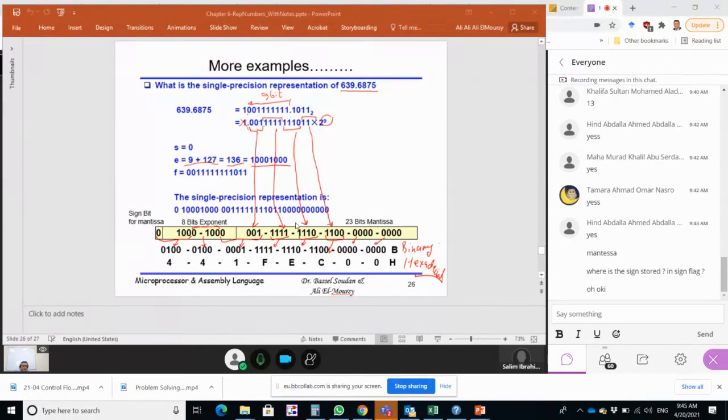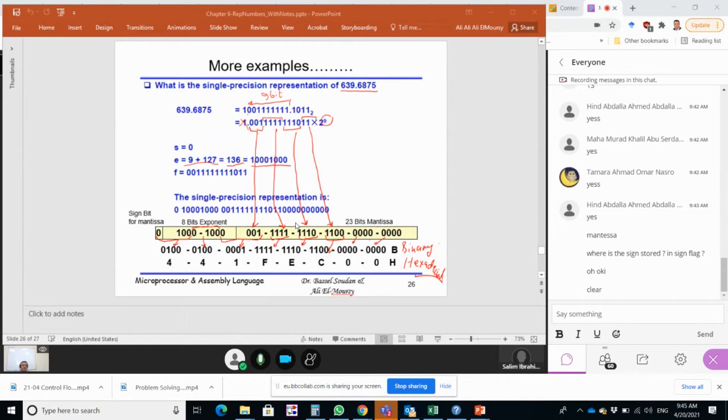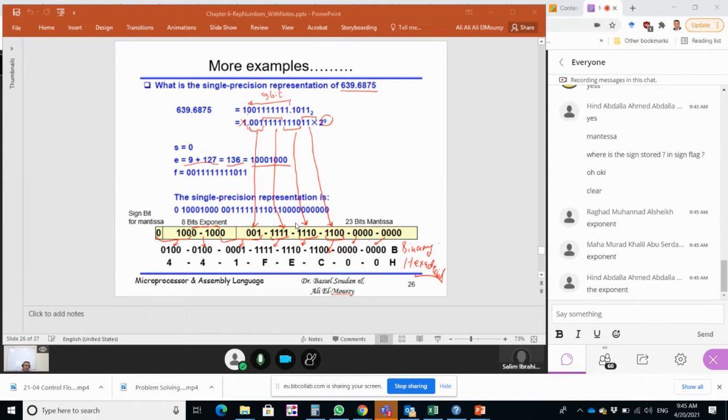Can we move on? Okay? We finished the Mantissa, fractional and sign. Now what is left for us? Who is left for us? The exponent. Exactly, right Raghad. What do we do in the exponent? We have to bias the exponent.